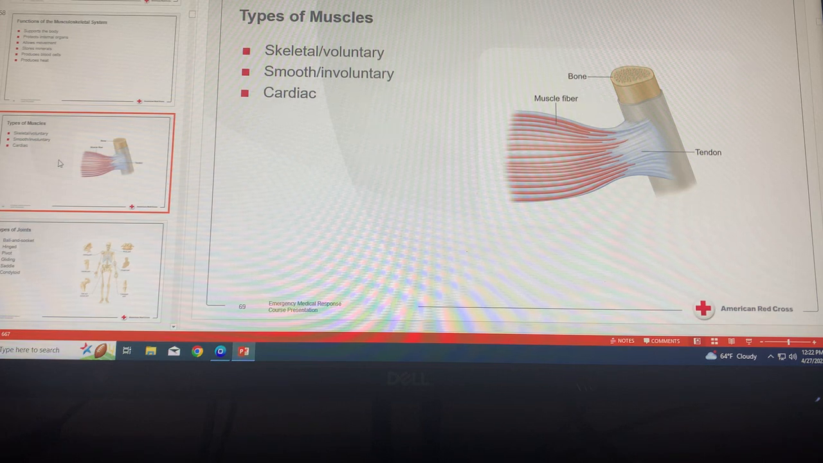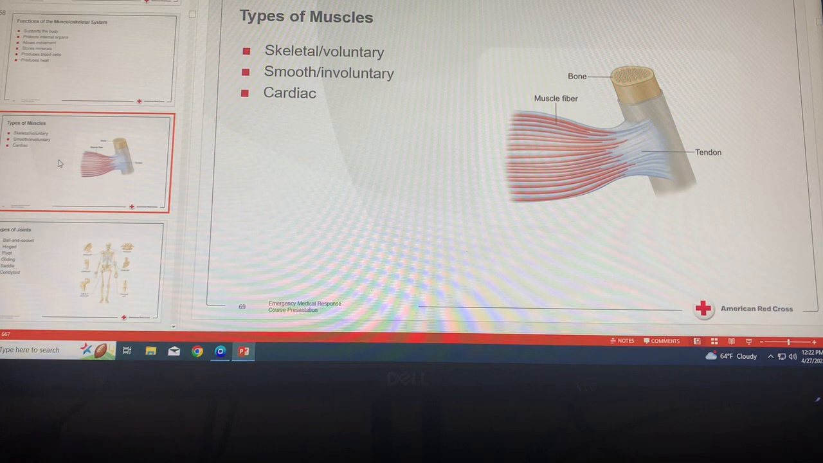The next is the smooth. Smooth muscles, also called involuntary muscles, are made of longer fibers and are found in the walls of tube-like organs, ducts, and blood vessels. They also form much of the intestinal wall.